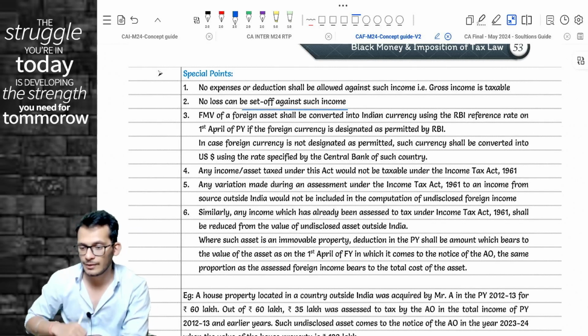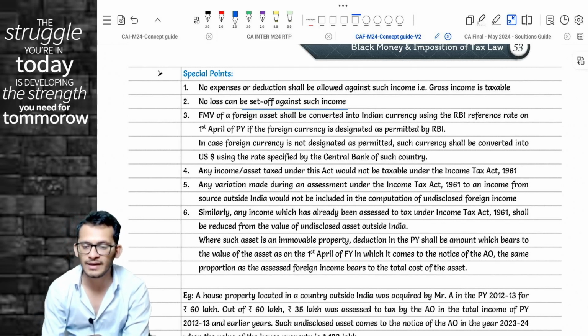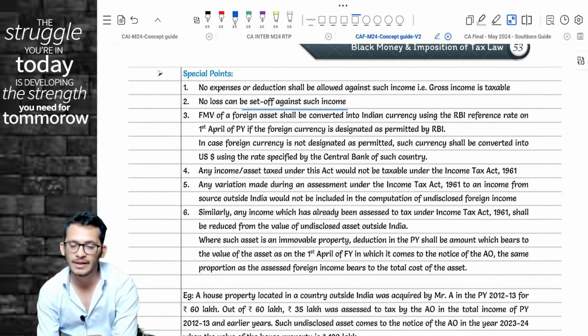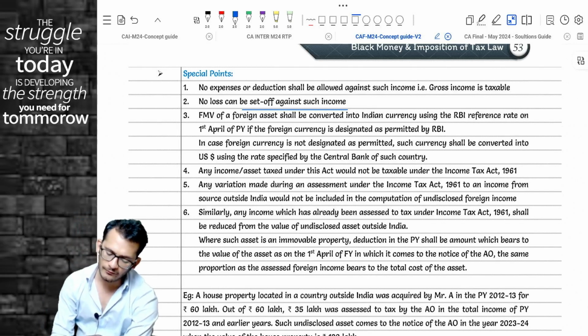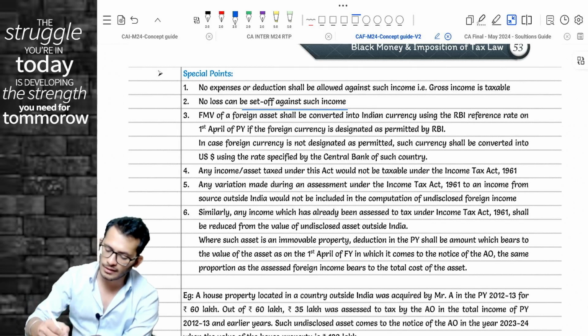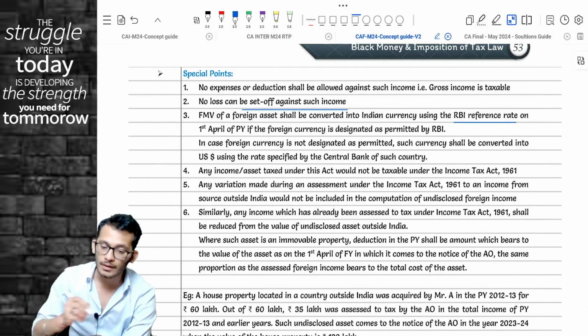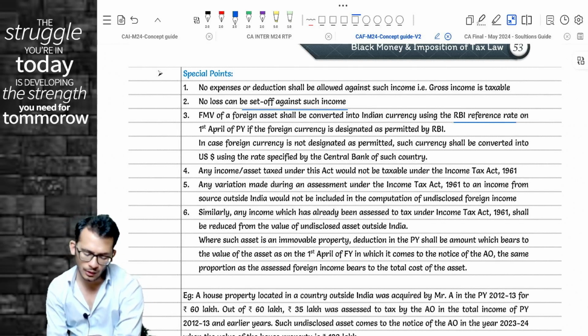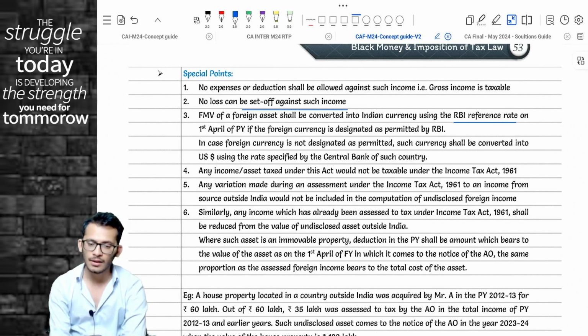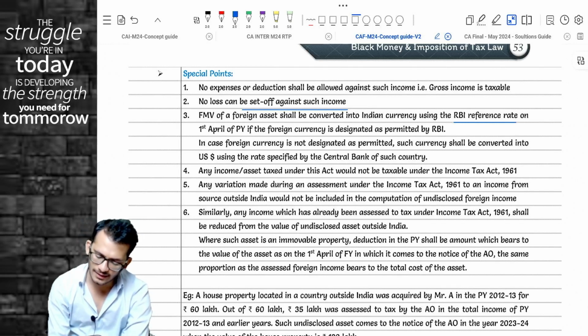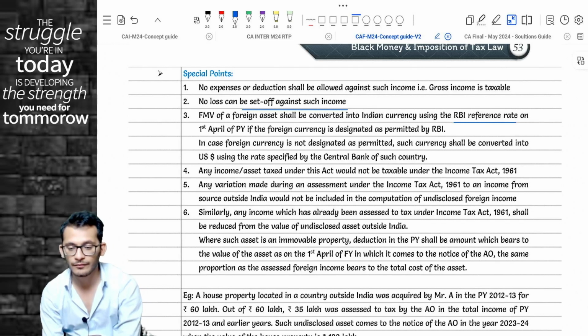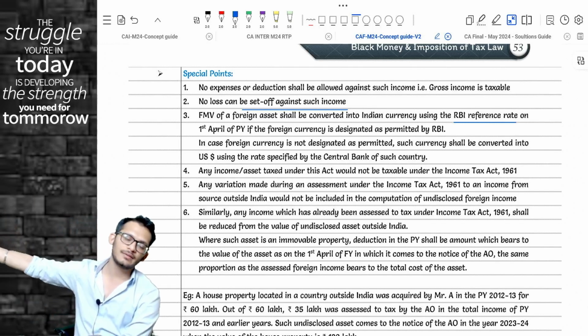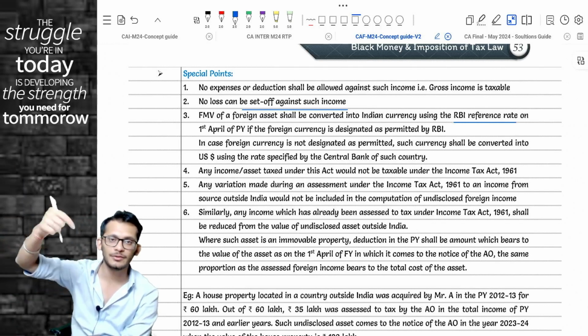Third question is, Rahul, when this asset you're talking about is a foreign asset, obviously investments would have happened in foreign currency. Income should also be in foreign currency. How do you convert it? They came and said the FMV of the foreign asset will be converted into Indian currency using the RBI reference rate. Until now, whenever we used to discuss, we always used to speak about the SBI rate. First time we are going to RBI. They say take the RBI rate and do it, if the foreign currency is designated by RBI. If they are not designated by RBI, such currency will be converted using US dollars. Meaning that country's currency will be converted to US dollars, and then US dollars will be converted using the RBI rate.